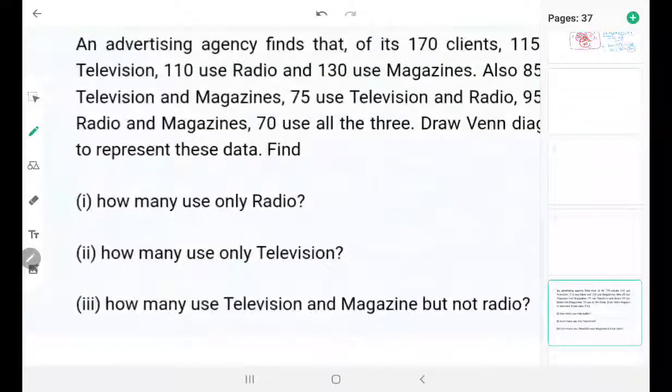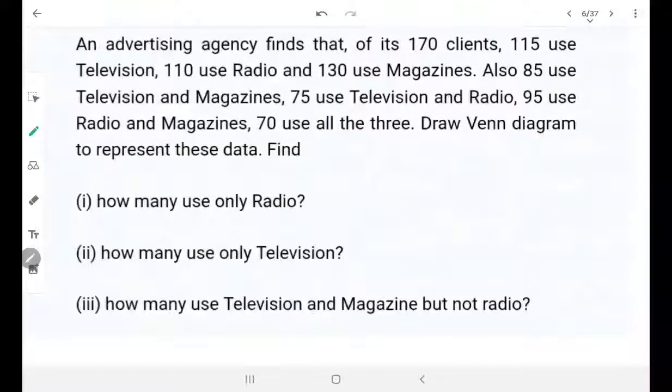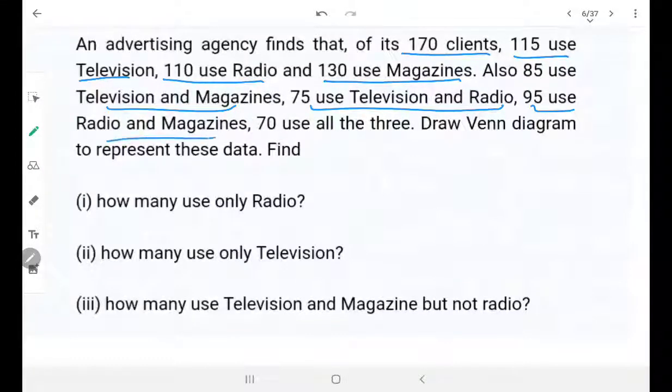Next question is: an advertising agency finds that out of 170 clients, 115 use television, 110 use radio, 130 use magazines, 85 use television and magazine, 75 use television and radio, 95 use radio and magazine, and 70 use all three. Draw the Venn diagram to represent the data. How many use only radio, how many use only television, and so on.